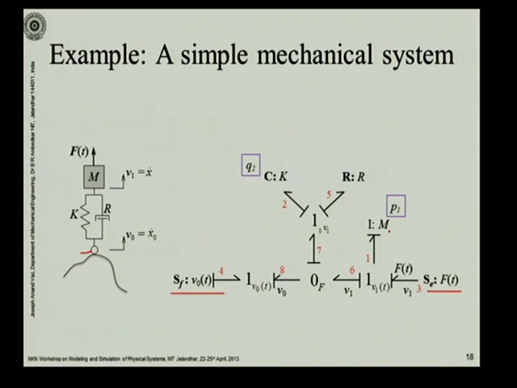I think in the first lecture, this is what I am thinking. This is maybe confusing for the participant. If you elaborate the thing, a simple mechanical system like this, and side by side.